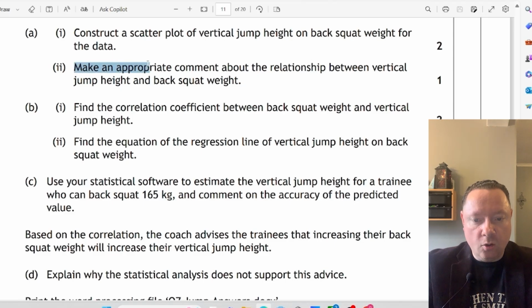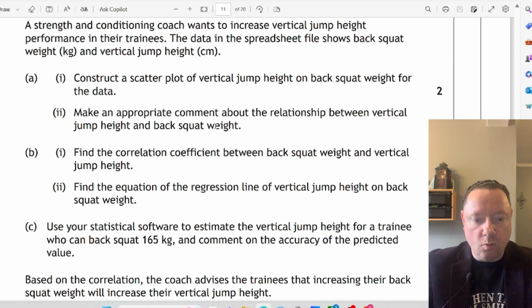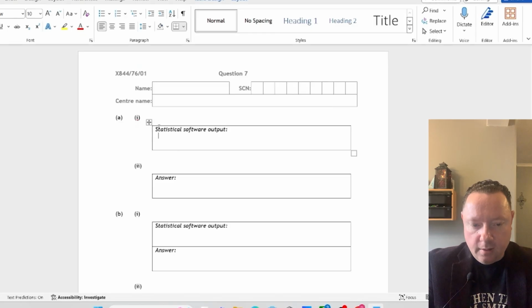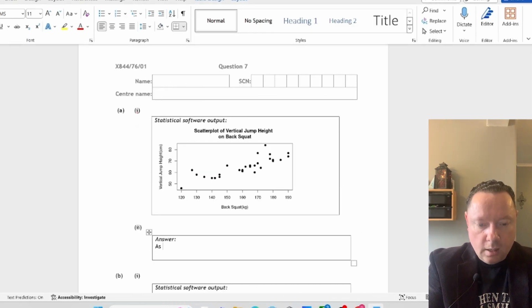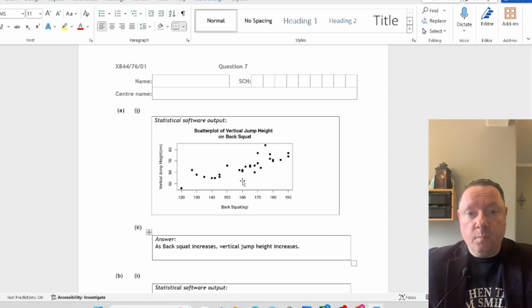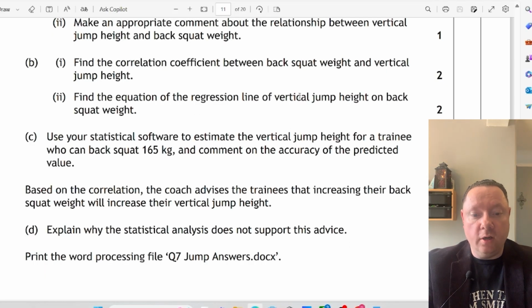Make an appropriate comment about the relationship between vertical jump height and back squat. So copy that, put it in here. As back squat increases, vertical jump height increases. Or you could say approximately there is a positive linear relationship between back squat and vertical jump height.